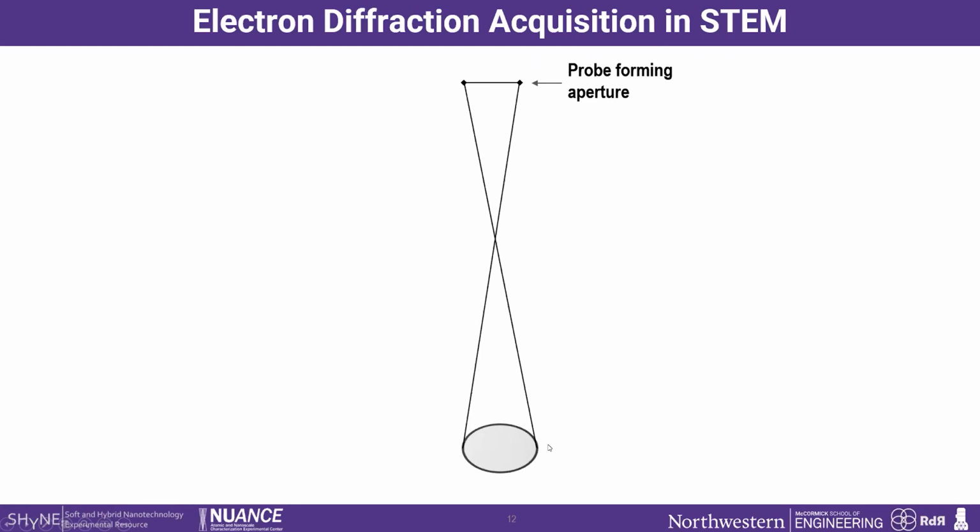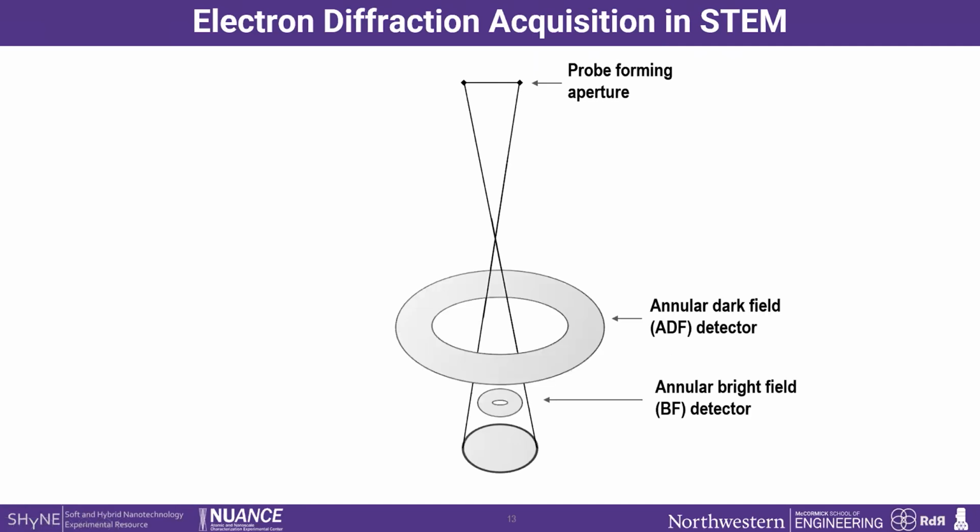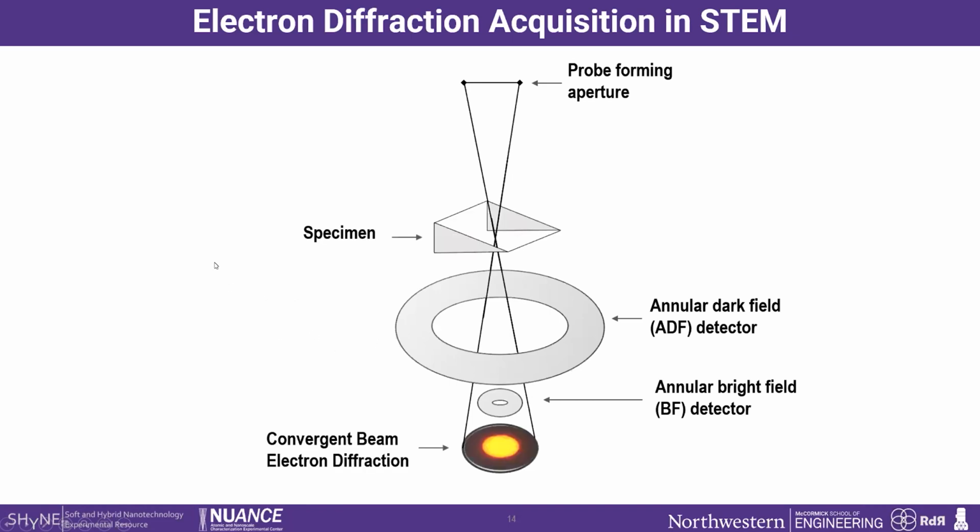If you don't have any sample in there, you're just going to see a disk, basically. The way you acquire the images is usually using an annular dark field detector, an annular bright field detector, etc. That is the basics of STEM. Now when you insert the specimen, you have your diffraction pattern at the end, but until a couple of years ago, we were basically throwing away all the information from the diffraction pattern. You were just collecting images. So folks realized: why not start collecting this rich information contained in the diffraction pattern to probe different properties of the material?